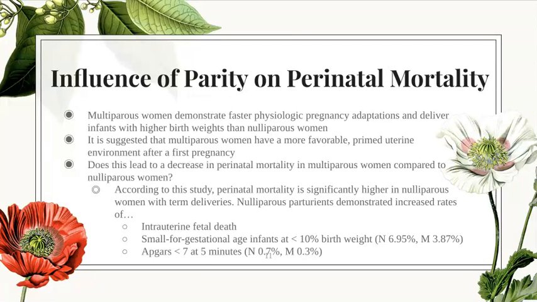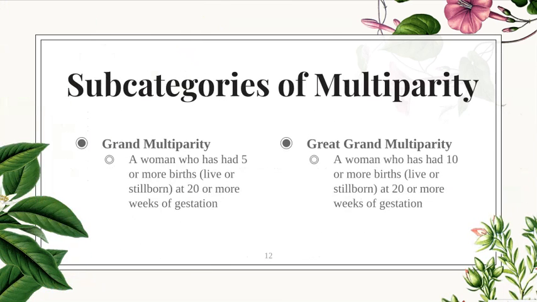These study results are significant and may indicate an increased need for more surveillance on maternal health to maximize physiologic adaptation in the nulliparous patient population. Here I've included some subcategories of multiparity, which include grand and great-grand multiparity. Grand multiparity is a woman who has had 5 or more births, including live or stillborn, at 20 or more weeks gestation, and great-grand multiparity is a woman who has had 10 or more births at 20 or more weeks of gestation.